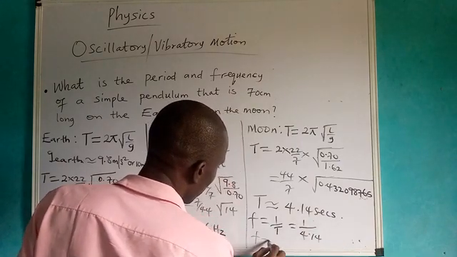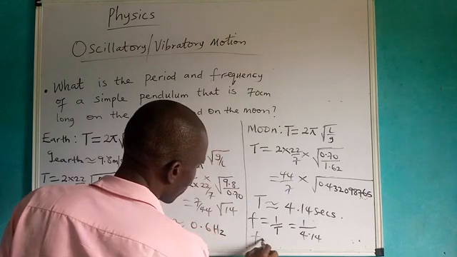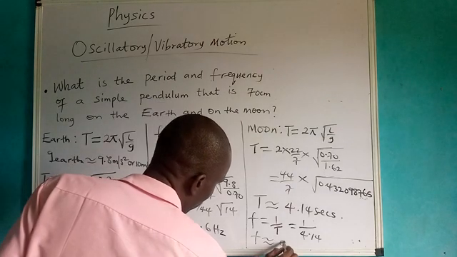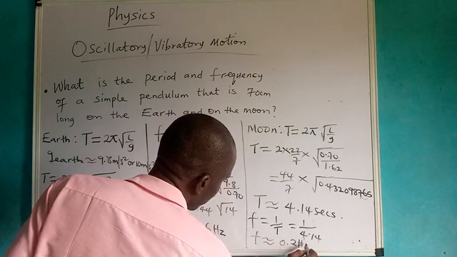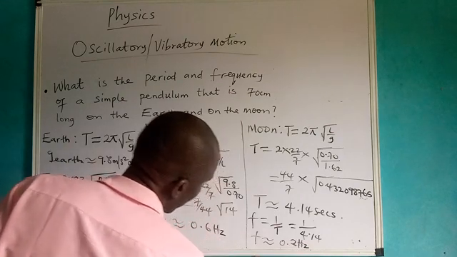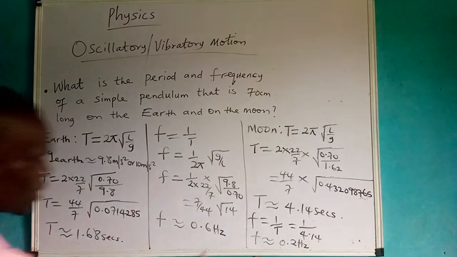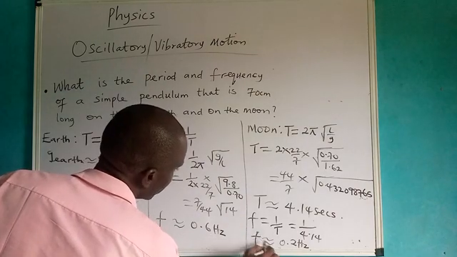Let us see from the calculator what happened. From the calculator, I want to see the value there. Okay, what I have here is approximately 0.2 hertz. You can also use your calculator to confirm that. Therefore, we are going to have this value.